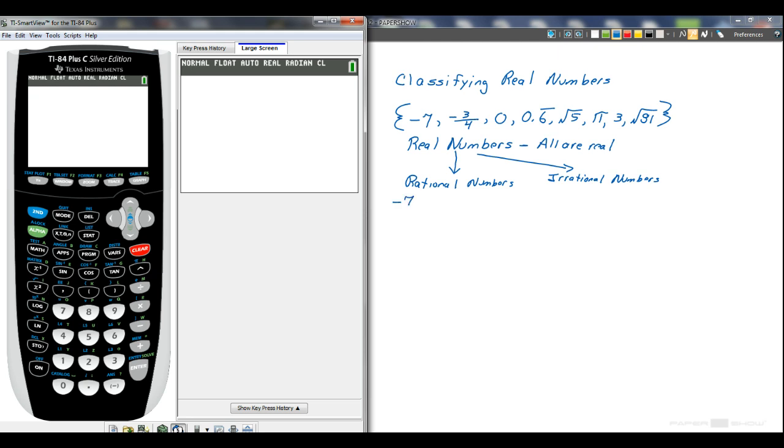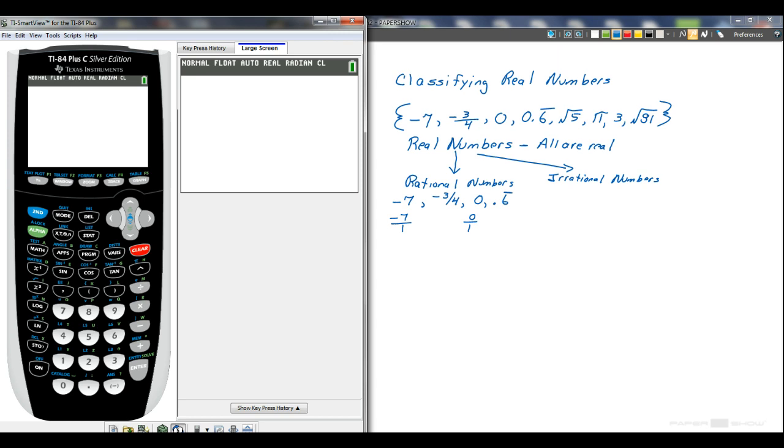-7 is a rational number because it could be written as -7 over 1, so it's a fraction. And then we have -3 over 4, which is already written as a fraction. 0 could be written the same way, 0 divided by 1. This is a repeating decimal, 0.6 with a bar, and you can put the 0 in front or not put it there.